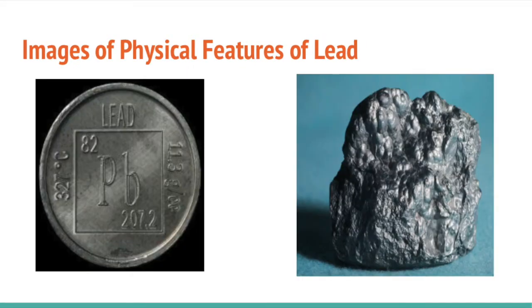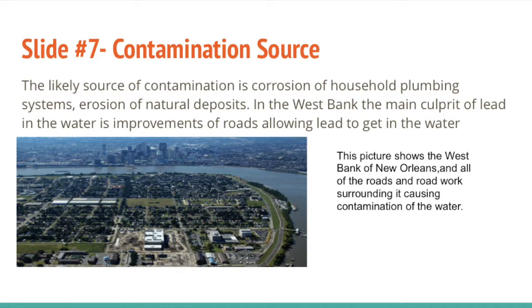Here are some images of physical features of lead. In the photos below, you can see its grayish-blue colors. Contamination source of lead. The likely source of contamination is corrosion of household plumbing systems, erosion of natural deposits. In the West Bank, the main culprit of lead in the water system is improvements of roads allowing lead to get in the water pipeline.